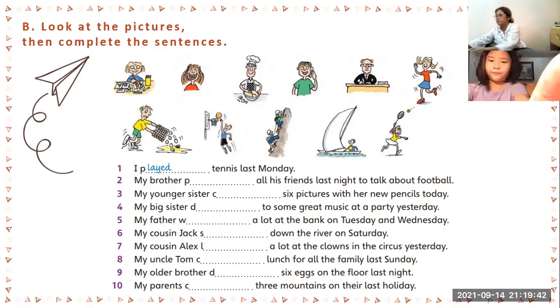What? Do you understand my instruction? No, can you help me, please? Okay. Example. I played. Okay, can you see this? Wait for a while. Okay. Played. There's letter P already. I played tennis last Monday. So look at this one. This is the picture. Now look up here. It starts with letter P. Okay. What do you think is the answer? Go, Mary.